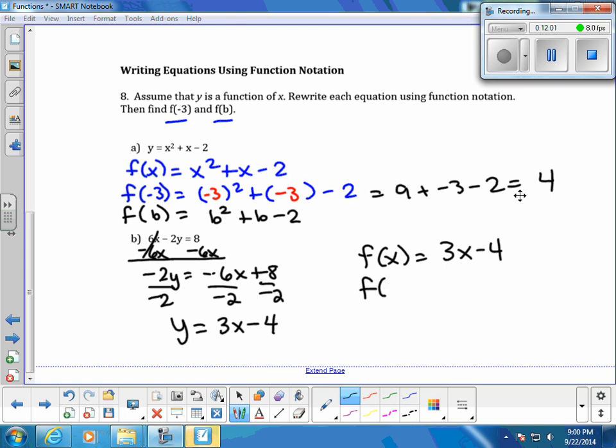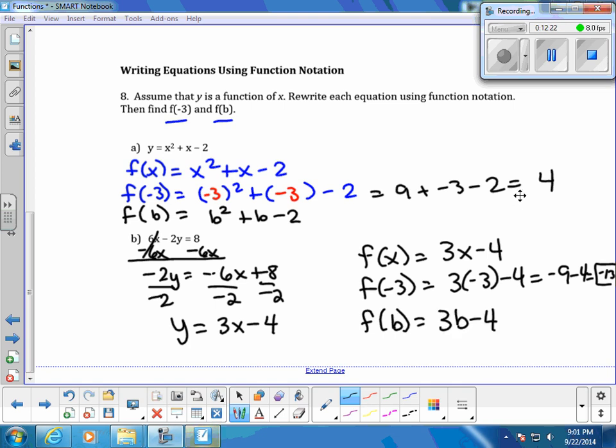For f of -3, we replace x with -3. And then that would give us -9 minus 4, which is -13. And then the last one says f of b, meaning everywhere there's an x, put a b. Okay, and so that's it on functions.